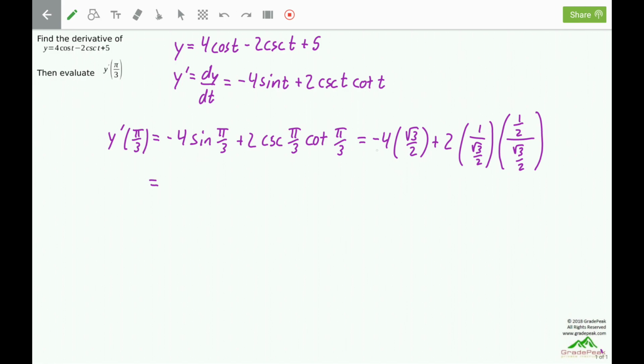The first term, we can multiply fractions if you want. You can put the negative 4 over a 1. You multiply the numerators, we will have a negative 4 root 3 over a 1 times a 2, which is a 2.